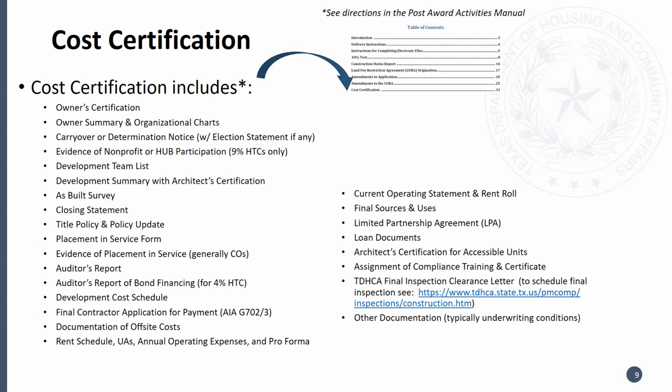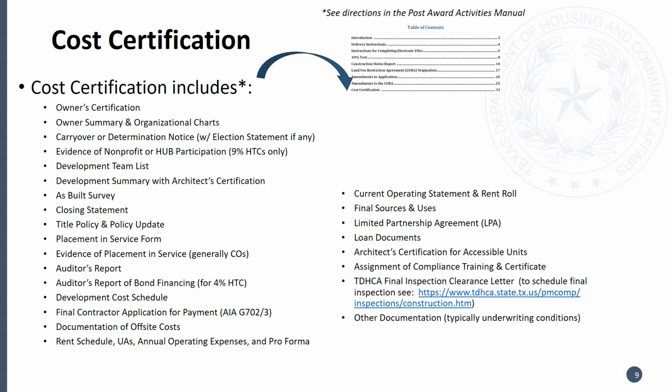The final sources and uses, that's a summary of all the capital funding sources that came into the deal. We do get backup for all of those, but again, it's just looking at whether the deal has enough sources or if it's oversourced or whatnot. So that's just a summary.